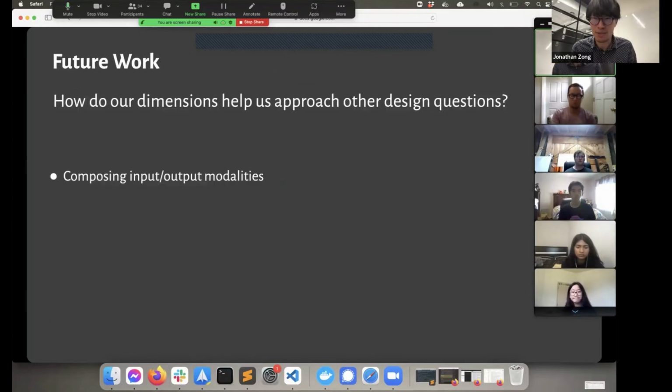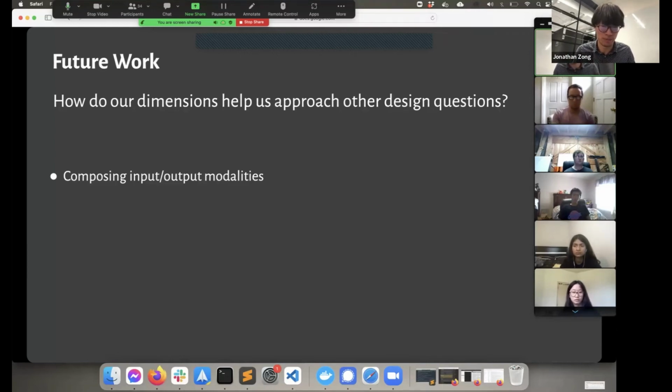Cool. And then finally, I think thinking about this problem space in terms of these three design dimensions can really help us not only think about designing these screen reader interfaces for reading visualizations, but also think about other design questions. So some of the other things that we're thinking about in the lab include using different input-output modalities.